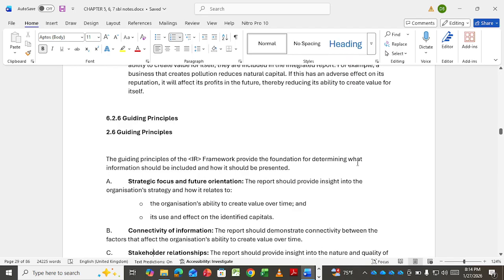So, like I had explained yesterday, integrated reports are not mandatory reports. They are not like the audited financial statements. Because they are not mandatory, they do not have a specific procedure of how they should be prepared.